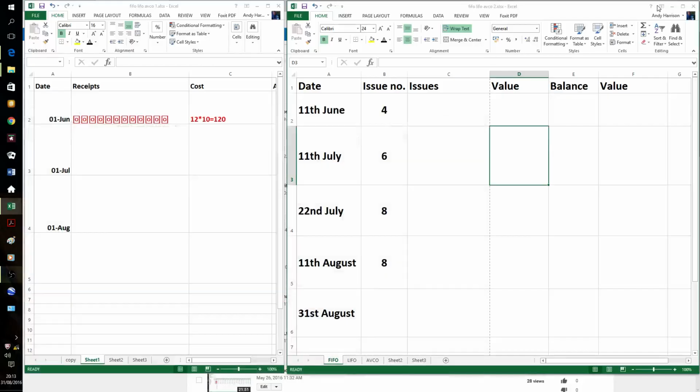Hello accounts people, time to have a look at some stock valuation methods. In particular we're looking at FIFO, LIFO and AVCO, not TWAP, not sum of digits, strictly speaking for level 2 and level 3 AAT or AAT or AS accounts. We're going to use the same numbers and the same items for each of the three.